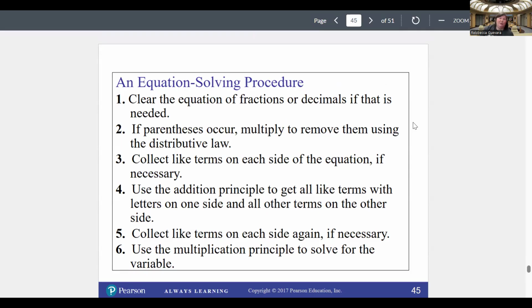Then, once those are taken care of or they're not a problem, the next thing we want to look for is collecting like terms. So on each side, you're going to simplify by collecting like terms. So 2 and 3 are basically simplifying altogether. 4, you're going to use the addition principle to put like terms together, so anything with a variable ends up on one side, and every constant is on the other side.